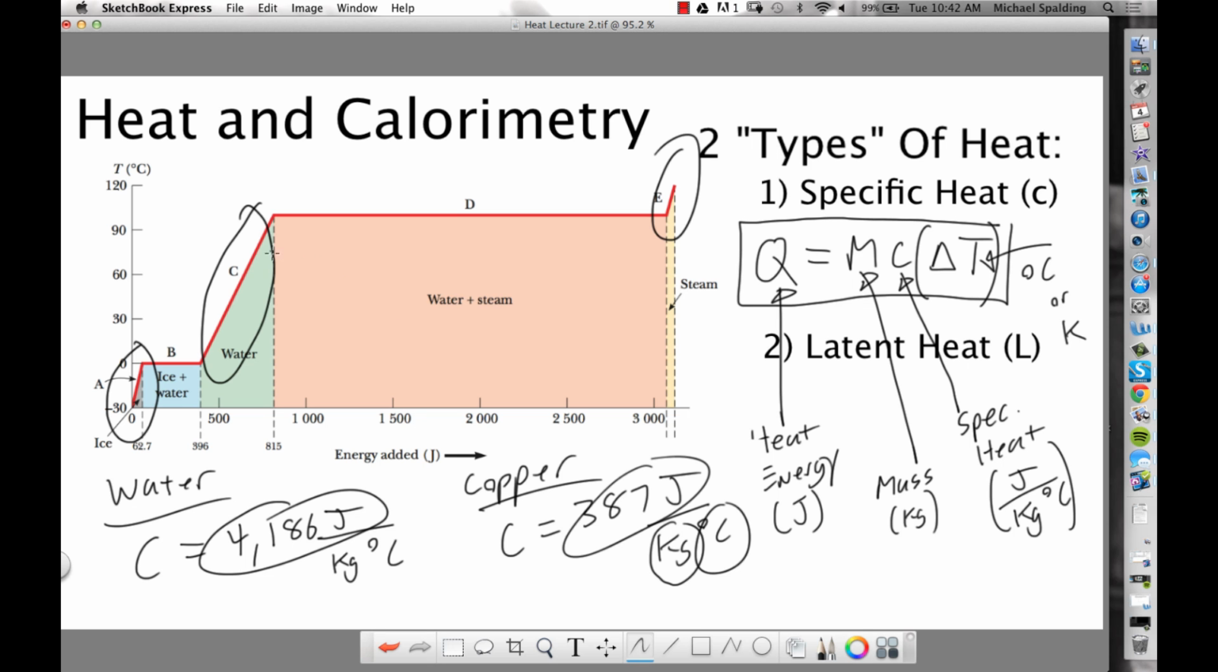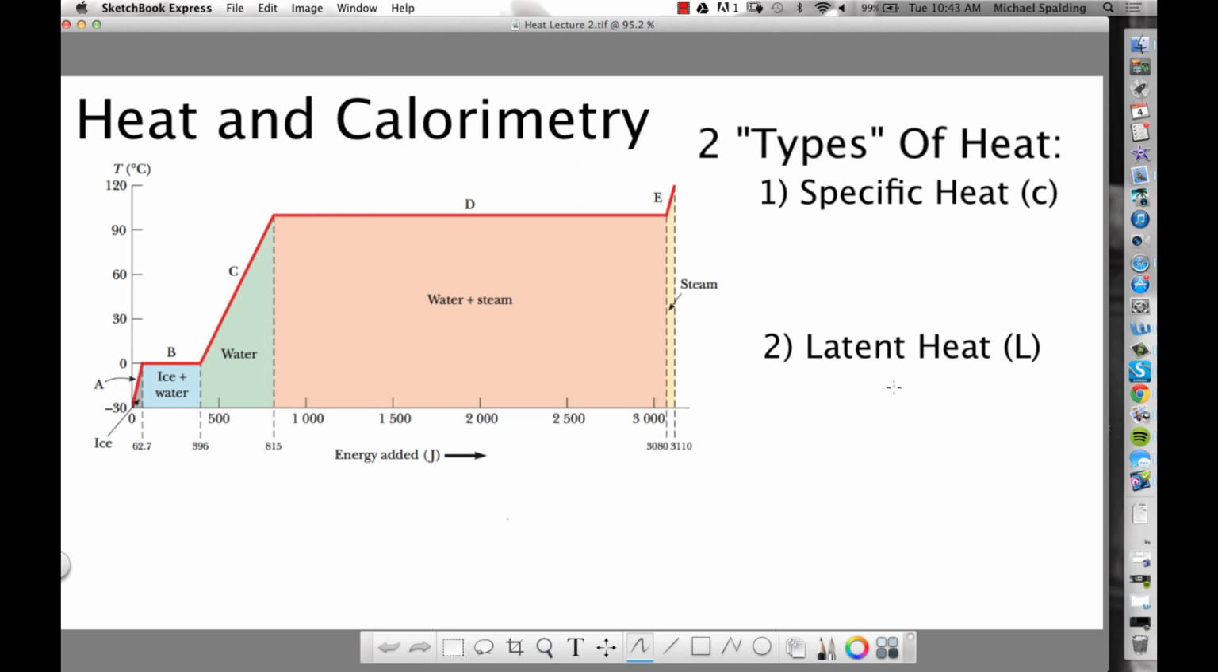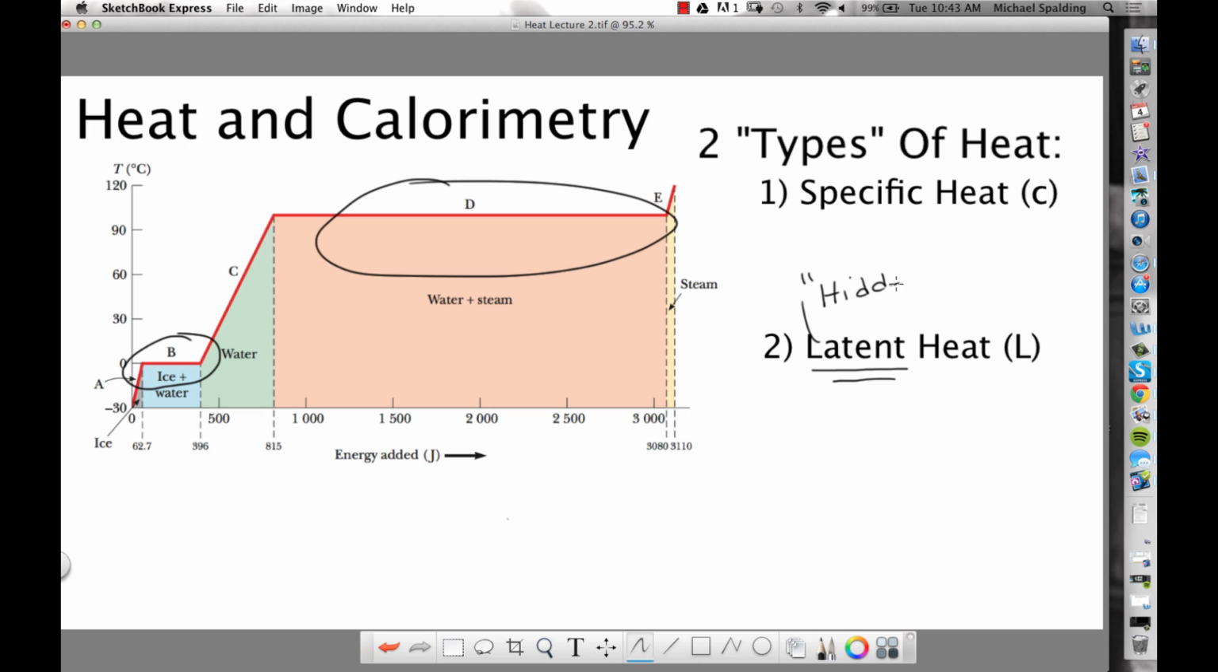Okay, so now let's talk about the other type of heat. Latent heat. So latent heat is when you're working here or here. Phase change. It's the heat involved with a phase change. Now, the word latent is a great SAT word. Anybody know what the word latent means? Hidden. I like the word hidden. Latent means hidden.